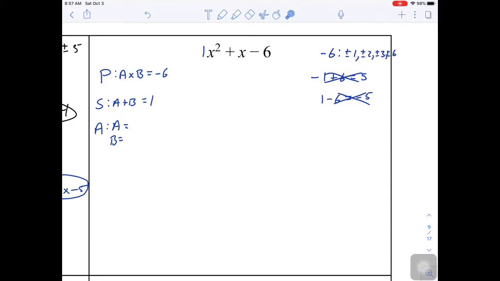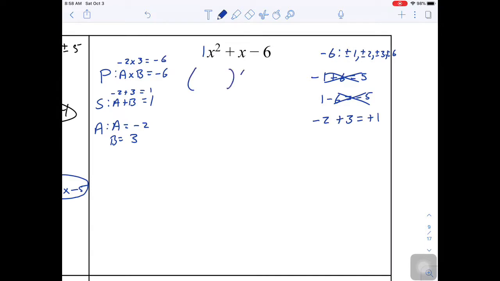So let's go now to 2 and 3. So I know that negative 2 times positive 3 gives me negative 6, but does negative 2 plus 3 equal, what does that equal? Well, that equals positive 1. And that's exactly what we're looking for. We're looking for a positive 1. So a could be negative 2 and b could be 3. Because remember, negative 2 times positive 3 equals negative 6. Negative 2 plus 3 equals 1.